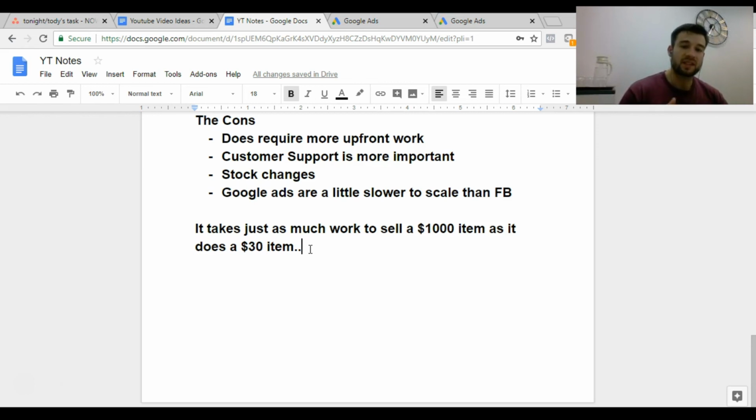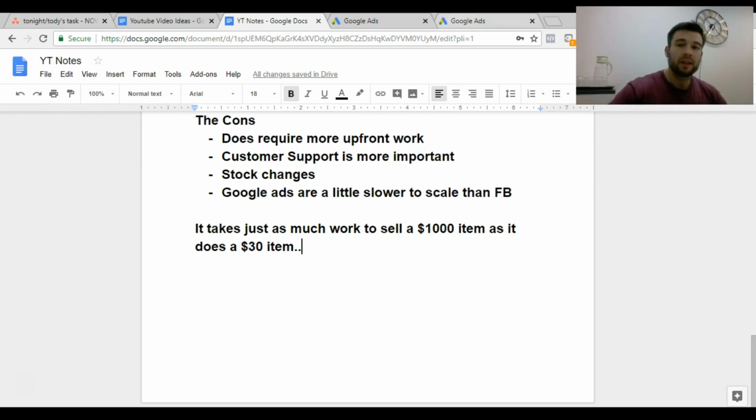Obviously there's differences in the setup of the business, but once you have everything in motion, once you have a team around you, once you have automation, so that you are doing essentially the bare minimum you need to do on the business in order to enjoy the benefits of a semi-passive income, then really it takes just as much work to sell a $1,000 item as it does a $30 item.